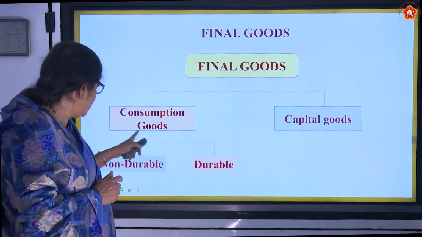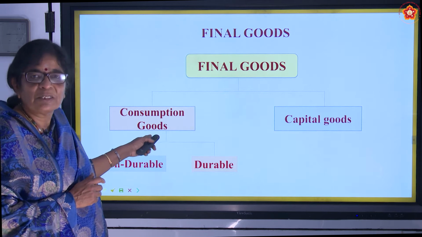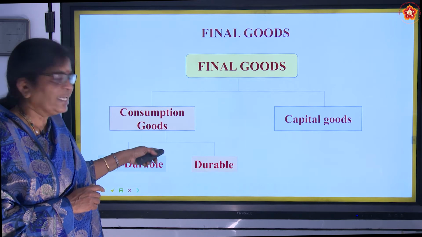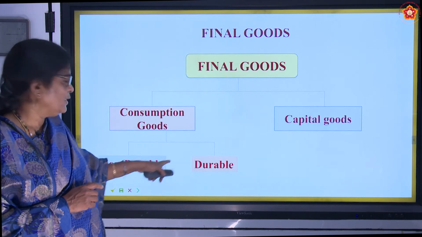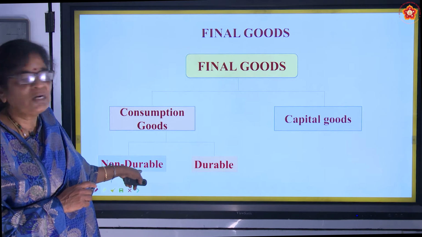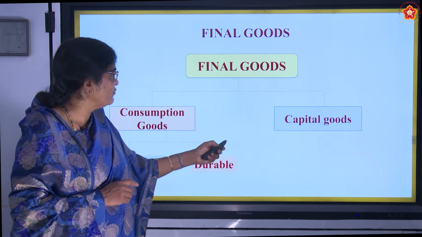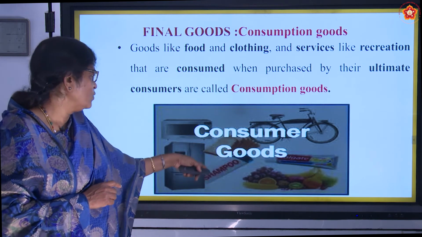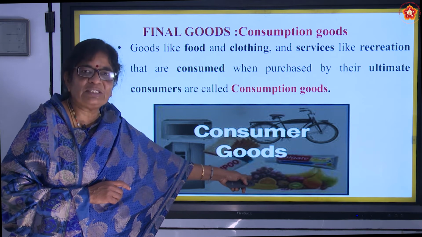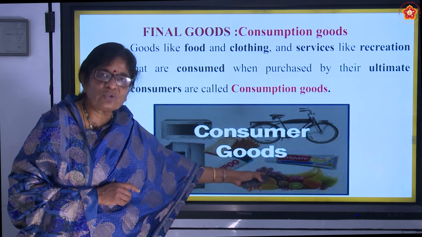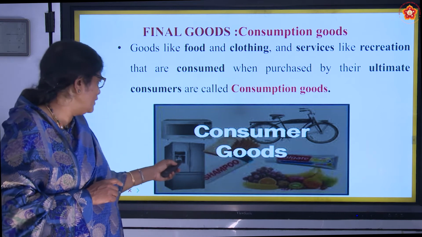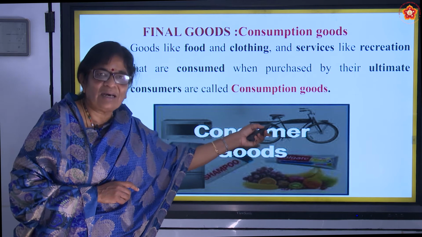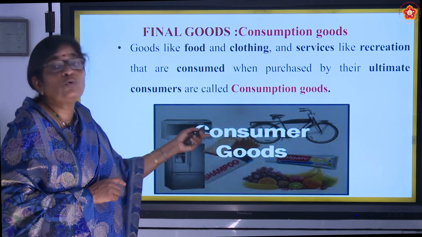You have to understand, consumption goods are called consumer goods in some other books. Consumer goods or consumption goods, both are the same. Again they depend on durability, and are categorized as non-durable and durable. I hope you understood these differences. And these are the consumption goods. You can see in these consumer goods, some food items, fruits and vegetables are there. They are also consumer goods, but they are non-durable. And there is a washing machine, a refrigerator and a bicycle. They all come under durable consumer goods.